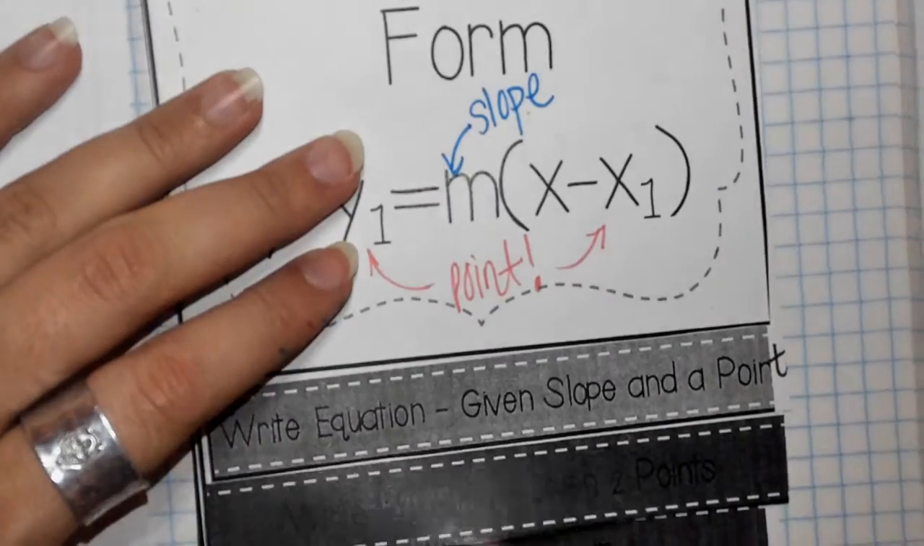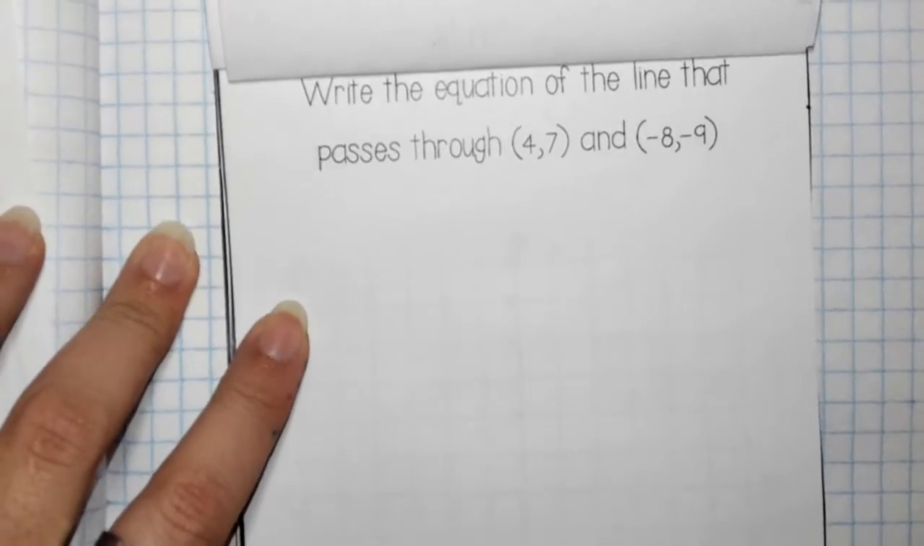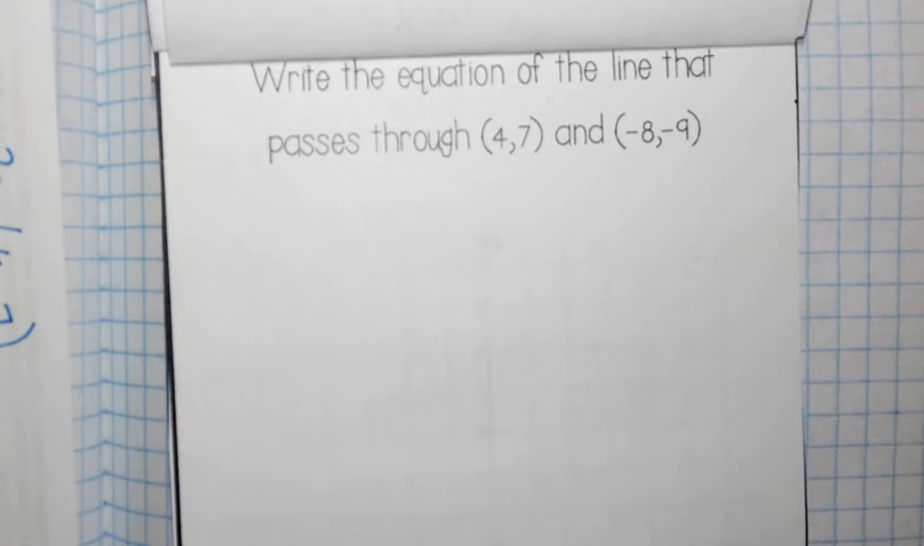All right, so now we're going to open up this foldable. This is write an equation given 2 points, if you can kind of see. So, yes, ma'am. 1.